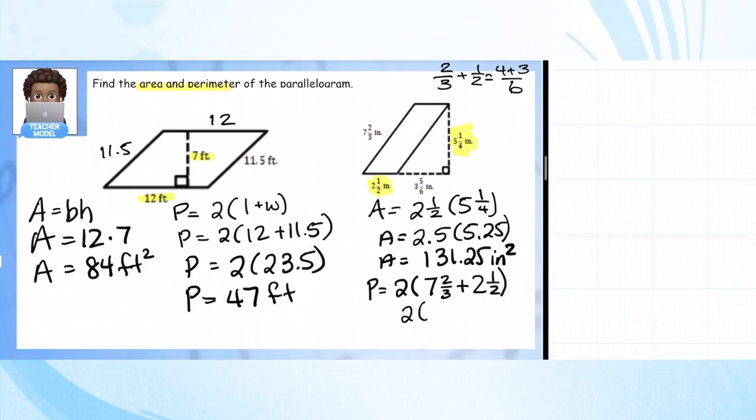Just so you can see, all I did was change 2/3 to 4/6 and 1/2 to 3/6. So together they would make 9 and 7/6, or 10 and 1/6. Now I'm just going to do 2 times 10 and 1/6, and that will give me 20 and 2/6 inches as a perimeter, and I can change that to 20 and 1/3 inches.